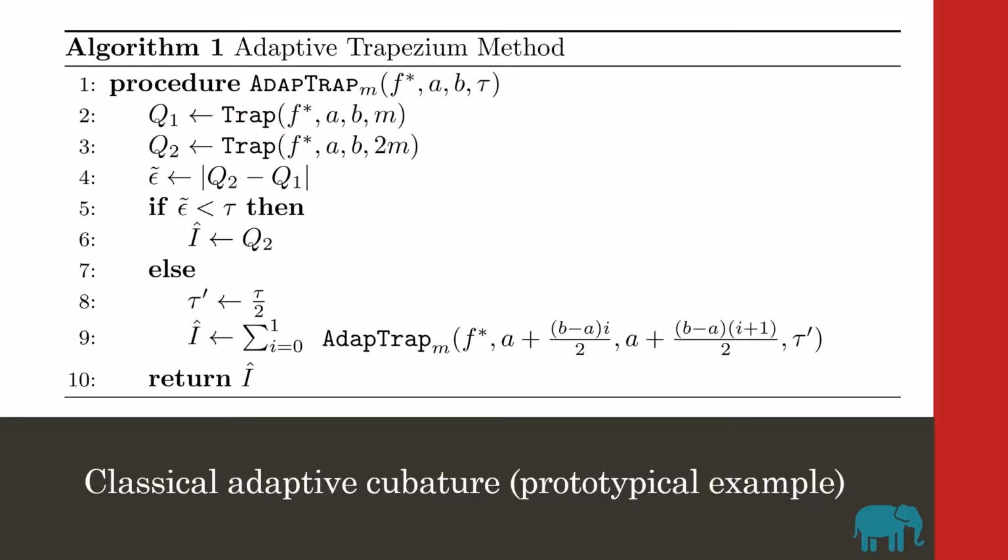So what you have is two cubature rules: Q1, the trapezoidal rule on m panels from the interval a to b, and Q2, the trapezoidal rule on 2m panels from a to b. You perform the local error estimate, as we discussed before, the absolute difference between Q2 and Q1. If this local error estimate is smaller than our global error tolerance tau, then we successfully terminate, stop the algorithm, and return Q2. If it's not the case, we halve our global error tolerance and recursively call adaptrap on the interval a to a plus b over 2, and from a plus b over 2 to b. So we're on the first half and the second half of the intervals with this new value of tau.